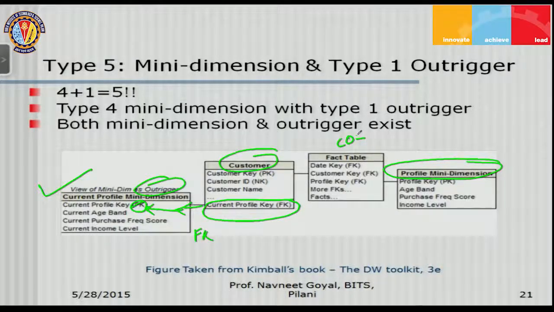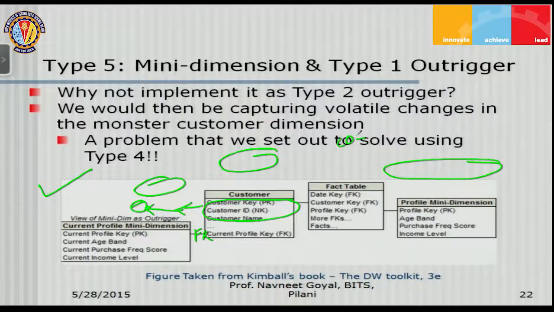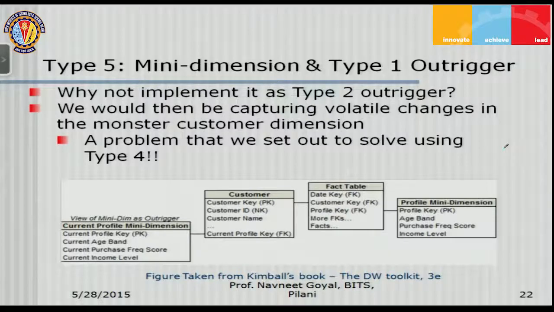Okay, so I hope this is clear. So let me now move to type 6. Okay, type 5, there is another. So what we are saying is that there is one question that comes to mind: why are we not implementing the outrigger as type 2 and why are we implementing it as type 1? So let me take you back.